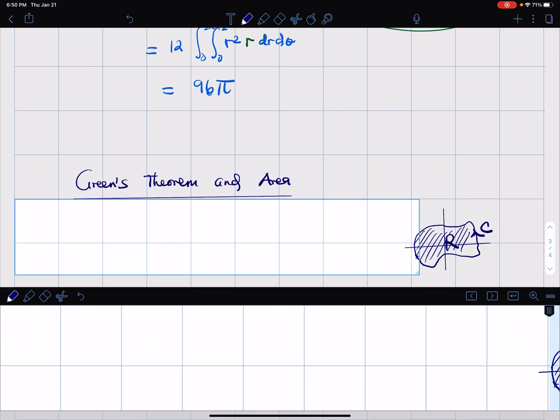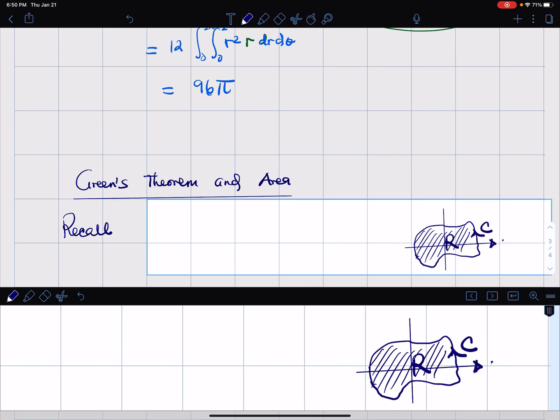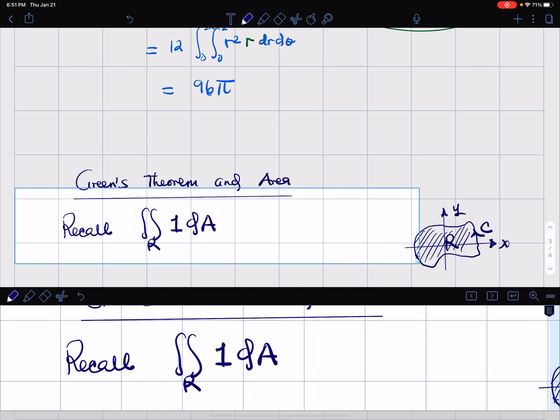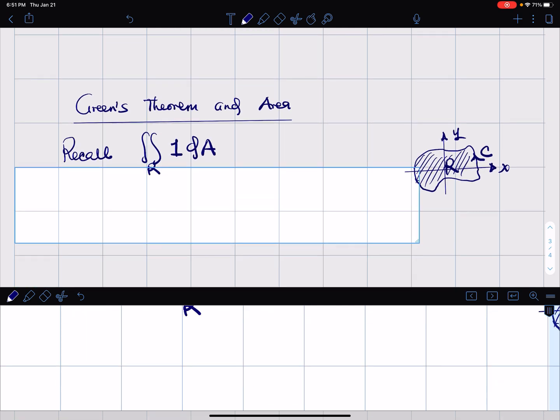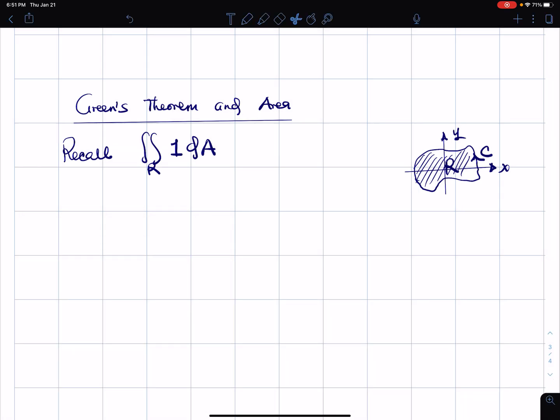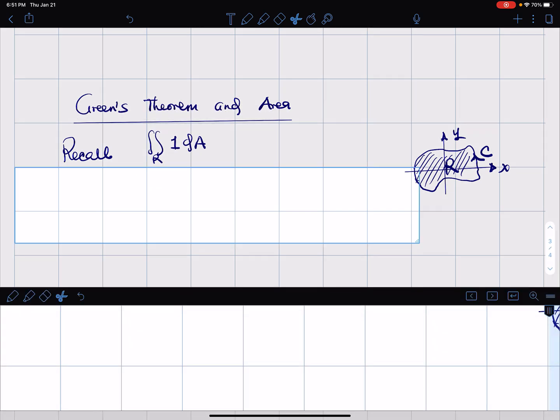So let's recall a few things. First, recall that if we want to find the area of R, the area of R is just the double integral of 1 dA. Remember your double integral. If you want to find the area of a region, it's the same thing as integrating 1 over the region. So I'm going to pose a few scenarios to you. Remember Green's theorem. Don't forget Green's theorem.